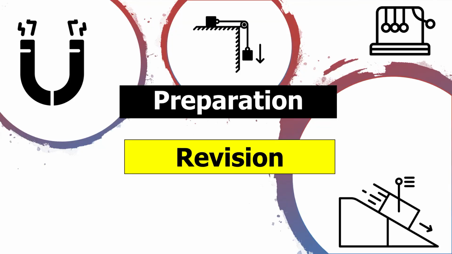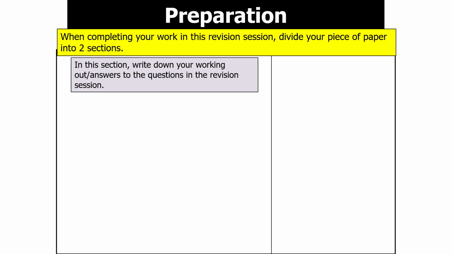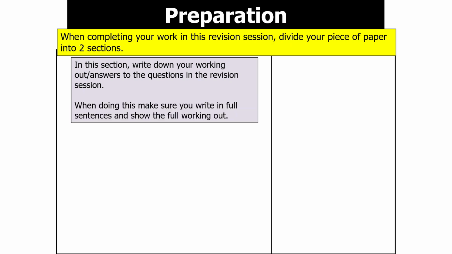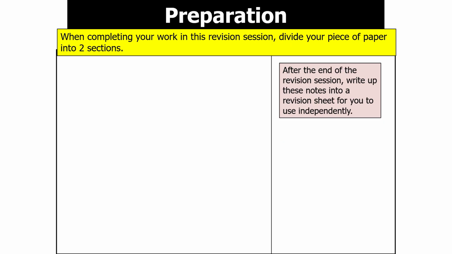So how do you prepare for this revision session? When you're completing your work in this revision session, divide your piece of paper into two sections. Make the section on the left hand side larger than the right hand side. And in this left hand side section, write down your working out and answers to the questions in the revision session. When you're doing this, make sure to write in full sentences and show your full working out. Whilst in the right hand side, write down any bits of information which you find useful, any hints and tips on answering questions from this revision session. After the end of the revision session, write up these notes into a revision sheet for you to use independently.